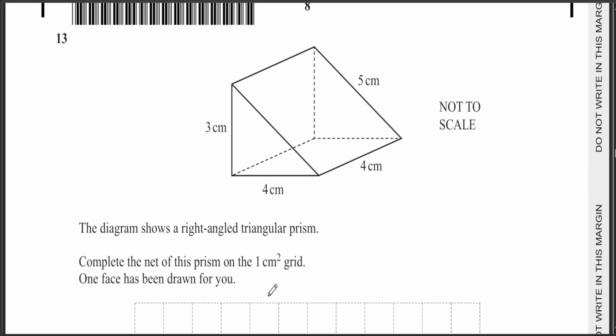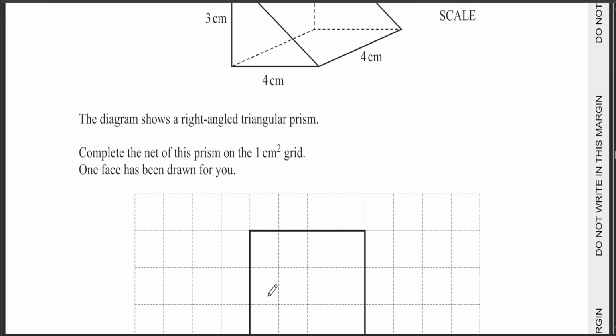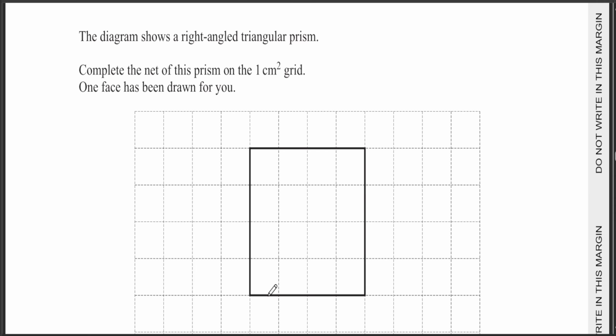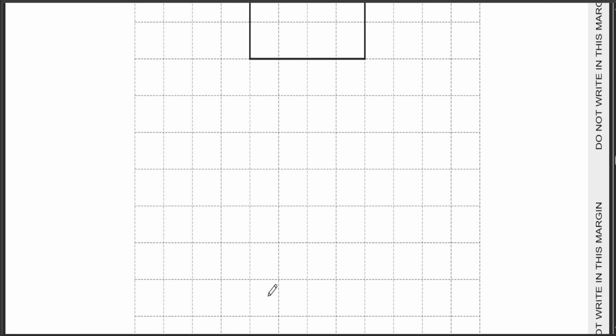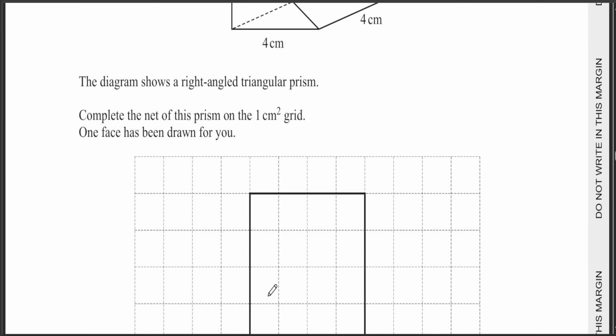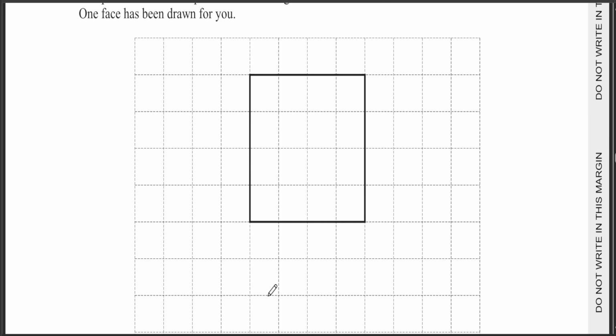Okay, let's go to the other question. The diagram shows a right-angled triangular prism. Complete the net of this prism on the 1 centimeter square grid. One face has been drawn for you. If you look, this is 4 by 4, but it doesn't fit here.